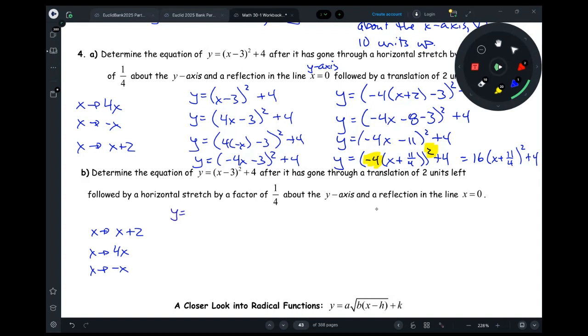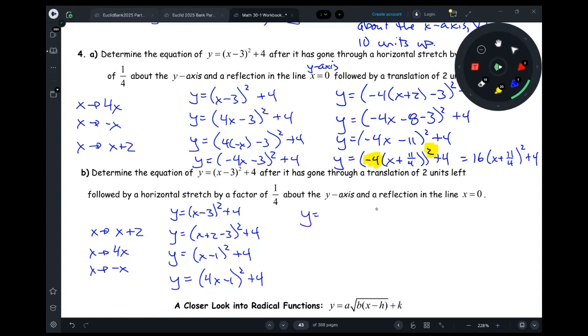So we start with y equals (x minus 3) squared plus 4. First thing I'm going to do is replace x with x plus 2. And in this case, it actually makes a fair bit of sense. I'm just going to simplify that and get (x minus 1) squared plus 4. Now I'm going to replace the x with the 4x. Okay, so in the previous step, I was subtracting 1 from x. Now I'm subtracting 1 from 4x.